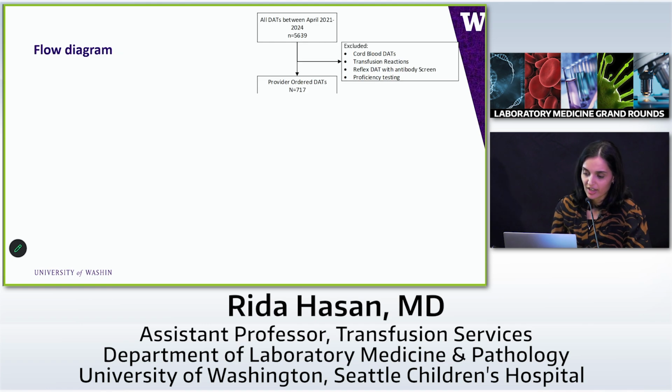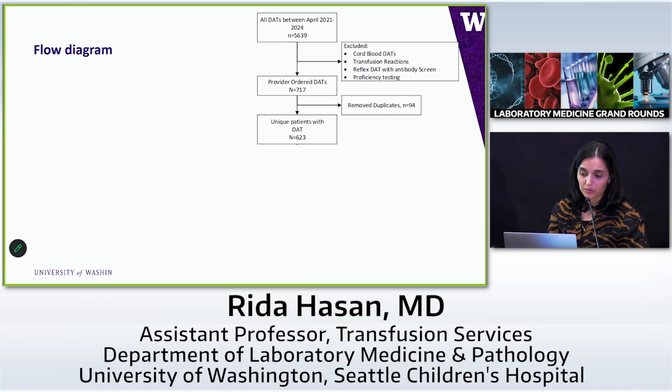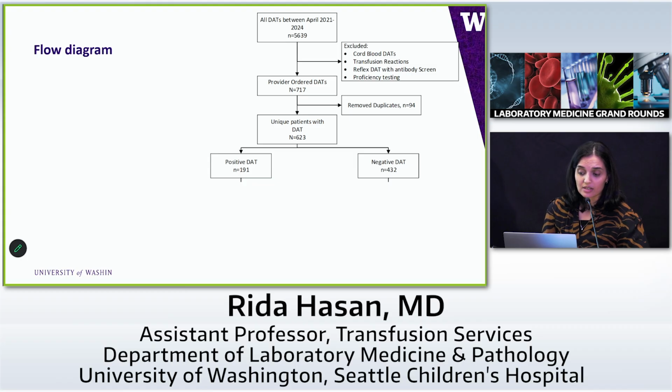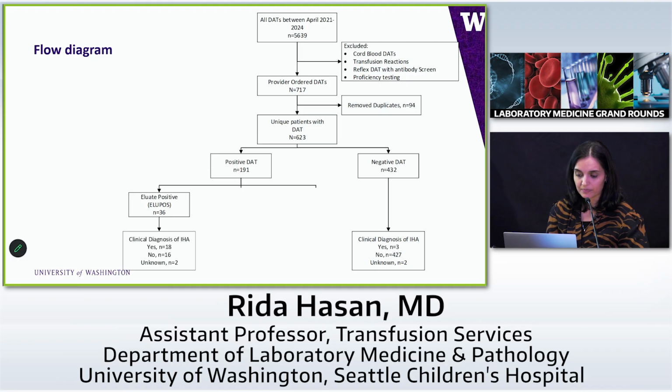So I identified over 5,600 samples, and of those, 717 were provider ordered. I removed duplicates because sometimes the same patient had multiple DATs sent over the course of this time period. So I found 623 unique patients that had DAT sent. And then of these, 191 were positive and 432 were negative. And of the negative DATs, 3 patients were diagnosed with some kind of immune hemolytic anemia.